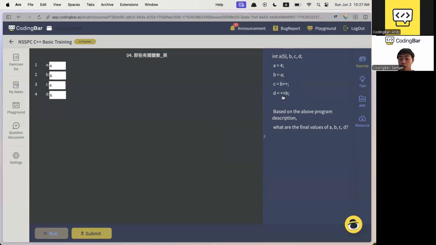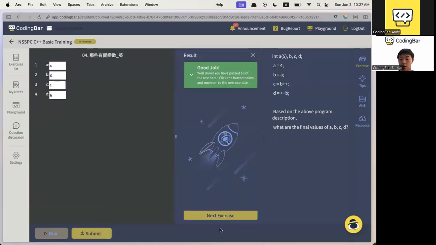B is 5. And we assign plus plus B to D. That means we increment B by 1 and then we assign it to D. So B is 5 over here. Now B is 6 over here. And we assign it to D. So D is 6 as well. And B will be 6 as well. And A will remain 4. So let's submit it. And well done.